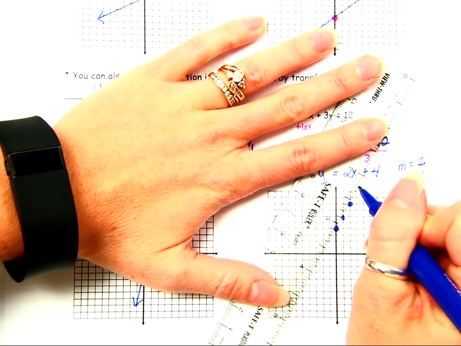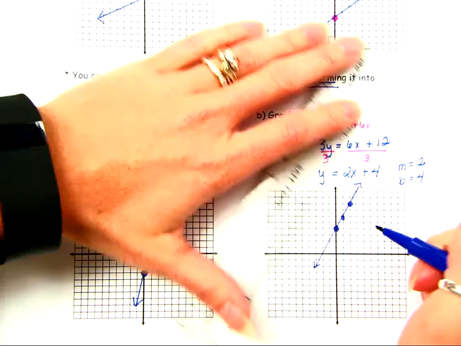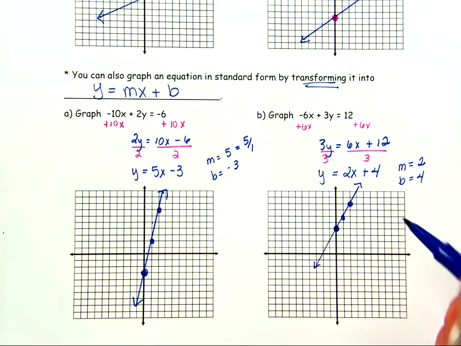Sometimes you'll find that your line does go off of your graph, and you may have to extend your graph a little bit. You may also have to count by 2s or by 5s by changing your interval.